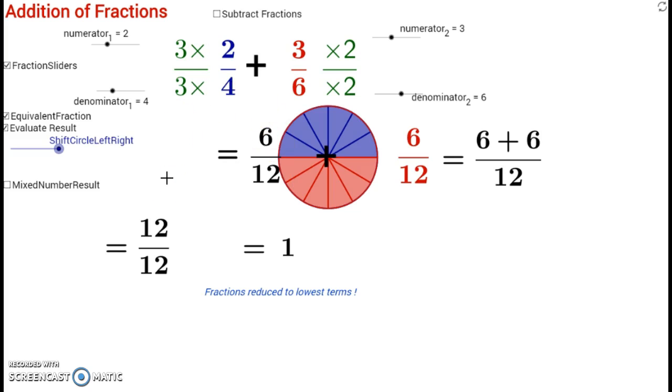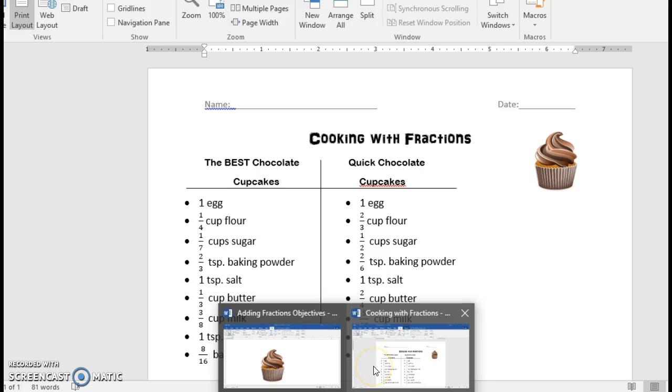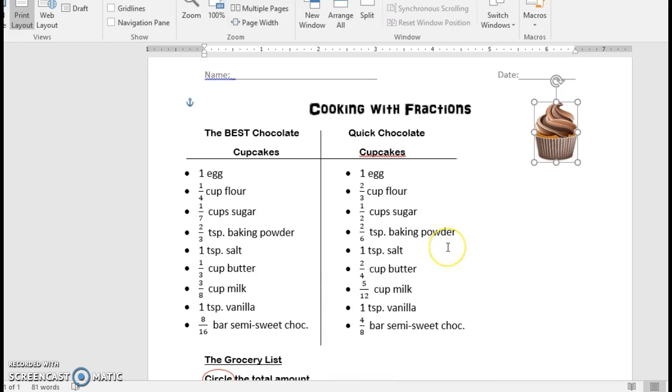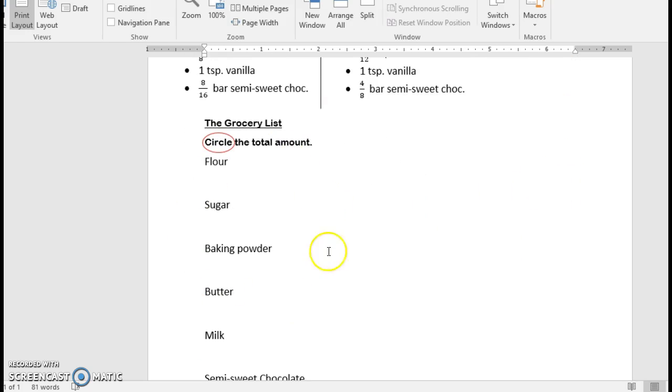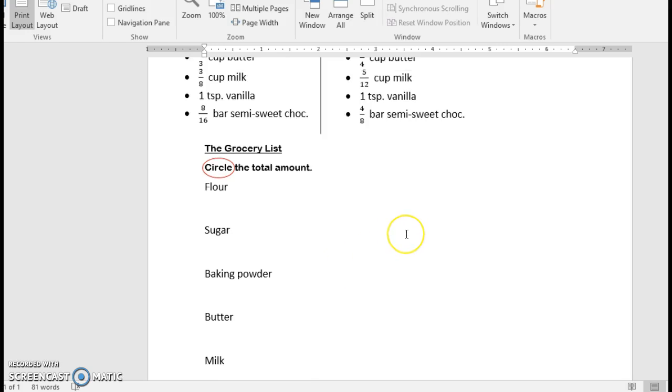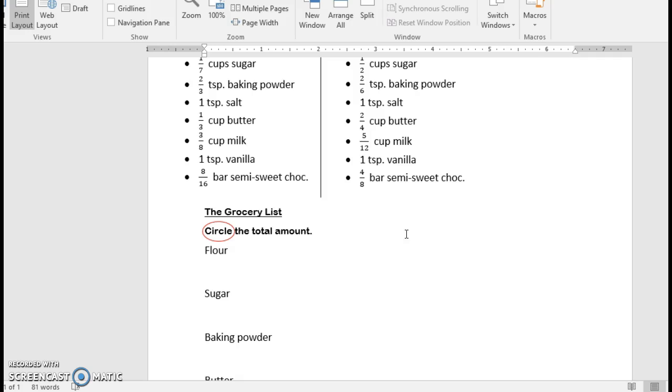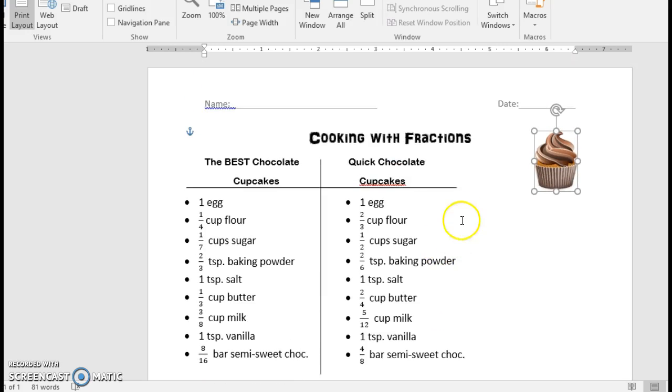Now, using what we have learned from today, you're going to pick up a cooking fractions paper that looks like this. You can see that your recipes are right here, and there is space down here for you to make the new grocery list for your mom. Pick this up from the math bin and help make the shopping trip a lot easier for your friend's mom.